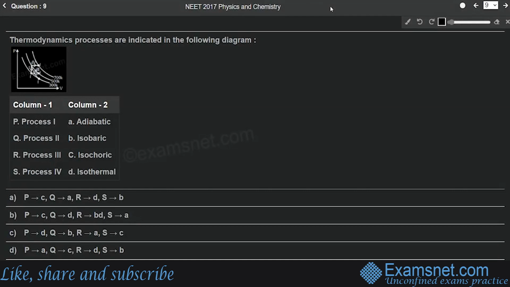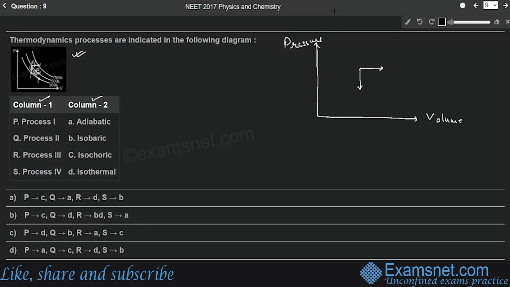Question number 9 is from the chapter Thermodynamics, and the question is, thermodynamics processes are indicated in the following diagram. So this is the diagram, and then we have to match the column 1 with column 2. Okay, so let's see, we'll draw the graph again because this figure is quite confusing. So this side we have volume and this side we have pressure. So this is pressure versus volume graph. Now here 4 types of graphs are shown. So let me consider the easier ones first.